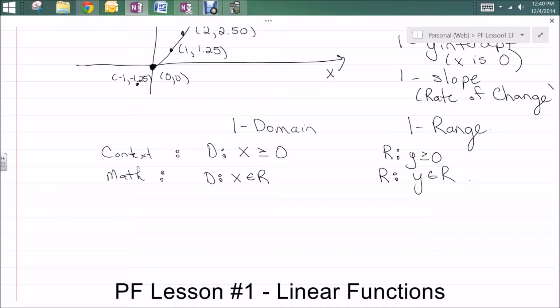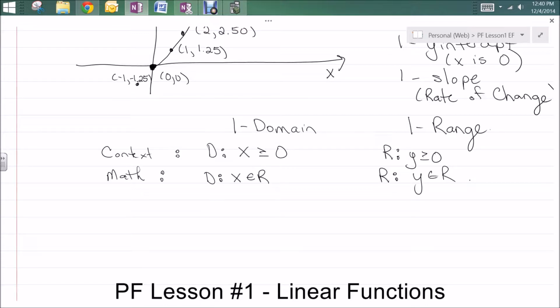Pardon me? You just worded it differently. X is any real number? Yeah, that can be done. Yeah, x is any real number. The little e is actually the element symbol. It's a set theory symbol, believe it or not. But from there, you've got that.